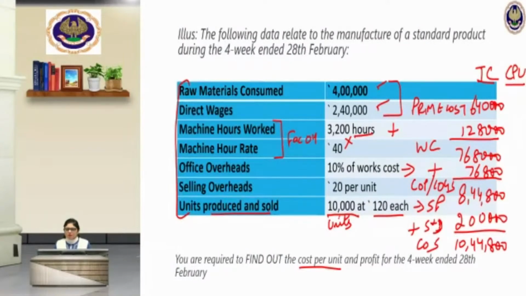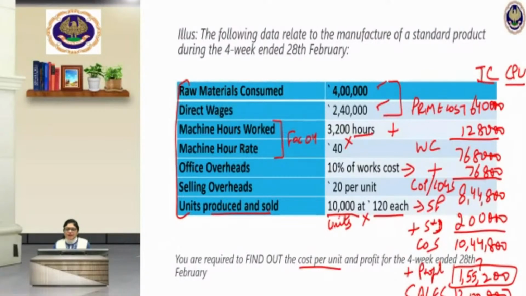Now, profit for the week. How much should be the profit? We don't know the profit. To the cost of sales, we add the profit. We don't know the profit, but we know the sales. Sales are 10,000 into 120 each. Sales are 12 lakh, so the balancing figure has to be the profit. Can anybody tell me the profit, please? It has to be 1,55,200. All right. So that is the profit.